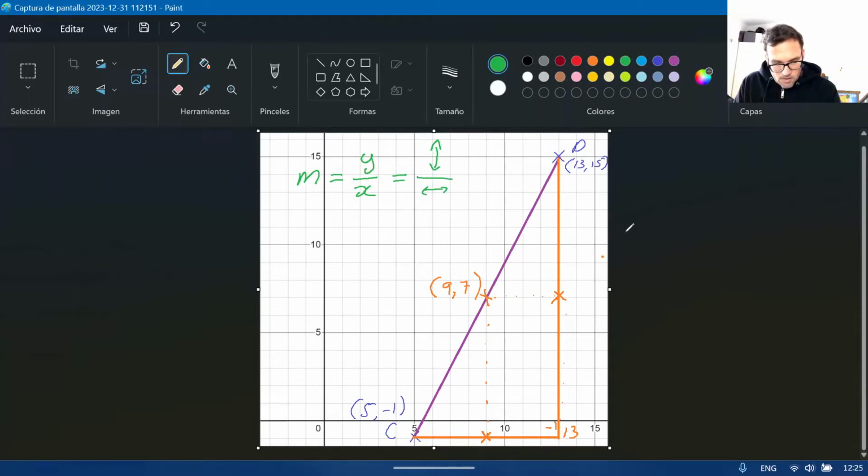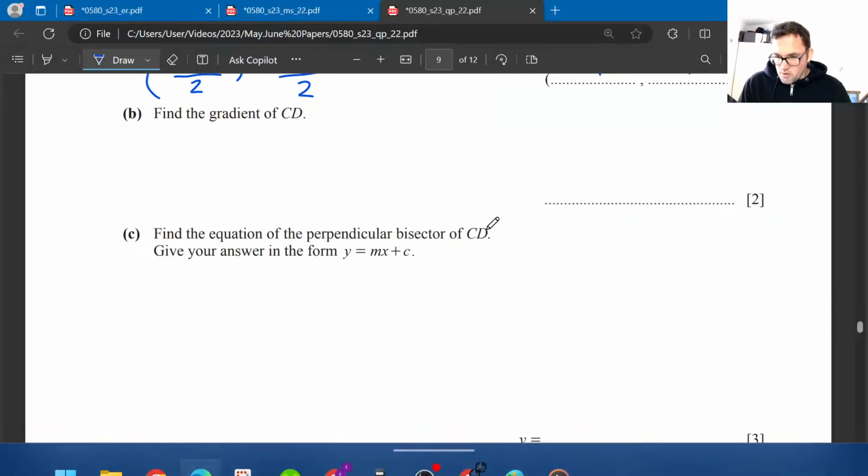Alright, so looking at here, the distance at the bottom, remember, what was that? From 5 to 13, that was 8. And then from minus 1 to 15, that is 16 squares high. So we're going up 16 squares. We're going horizontally 8. 16 divided by 8, we get a gradient of 2. Positive, of course, because we're going up. Nice if you've got a drawing to help you, but what if you don't?